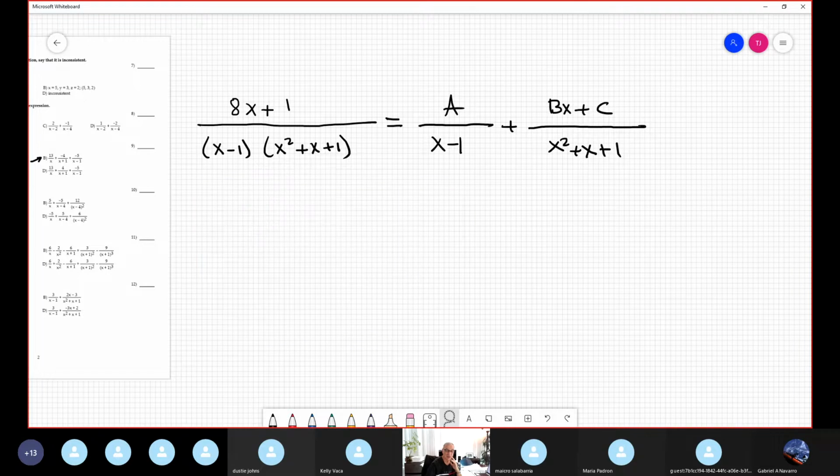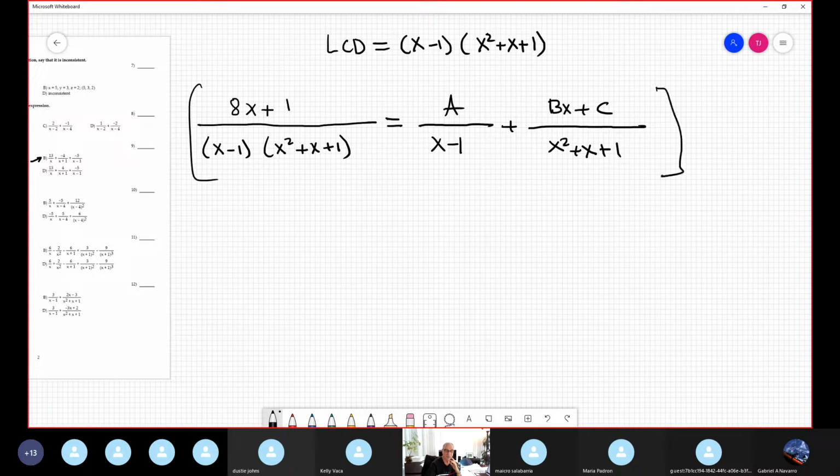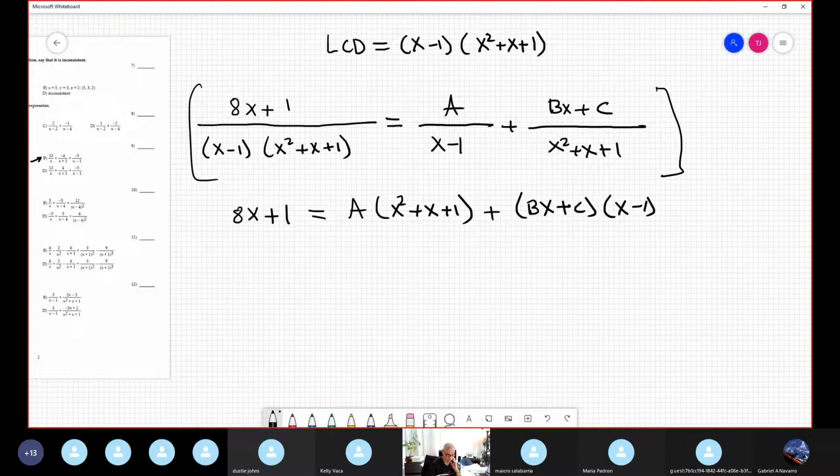Okay, good. LCD. What's the LCD? Well, the LCD is the combination of both factors: x minus 1 times x squared plus x plus 1. When you multiply the entire equation by the LCD, we have 8x plus 1 equals A times x squared plus x plus 1, plus Bx plus C times x minus 1. Okay, not bad. At least I know that we have one friendly value, which is 1.